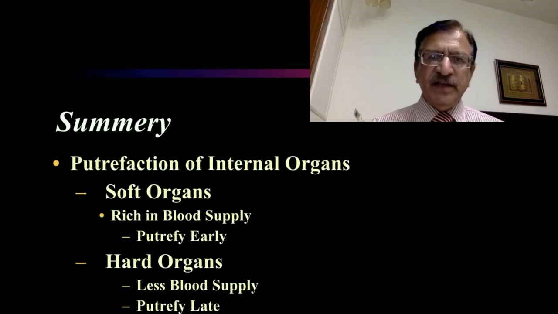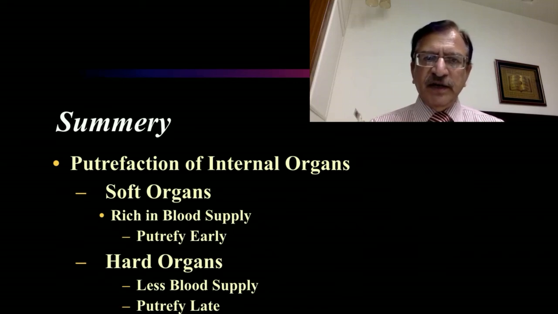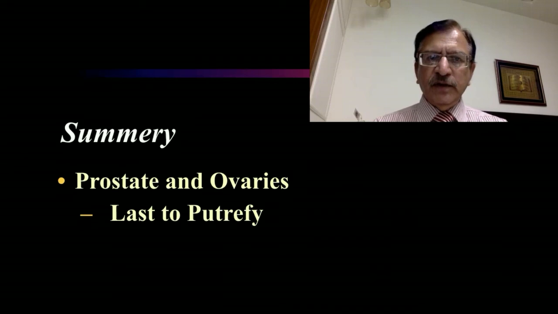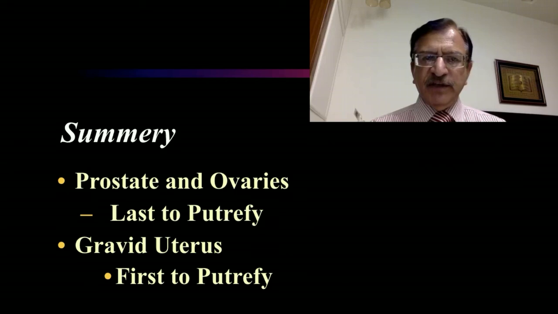Then we have discussed the putrefaction of the internal organs, and the rule is that the soft organs which are rich in blood supply putrefy early, and the hard organs which have less blood supply putrefy late. The prostate and ovaries are last to putrefy, but the gravid uterus is first to putrefy.